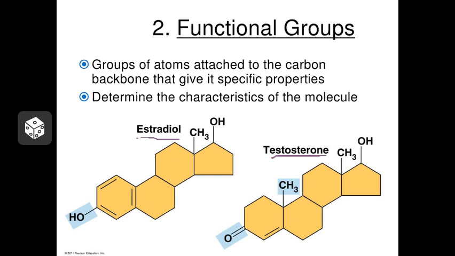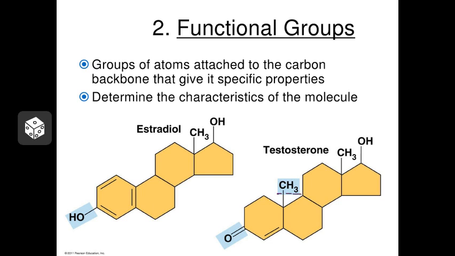Now you know that estrogen and testosterone can behave very differently inside a human body, but structurally they're very, very similar. They're both made of 4 large carbon-based rings, and really the only thing that makes them different from one another are the functional groups that are attached.